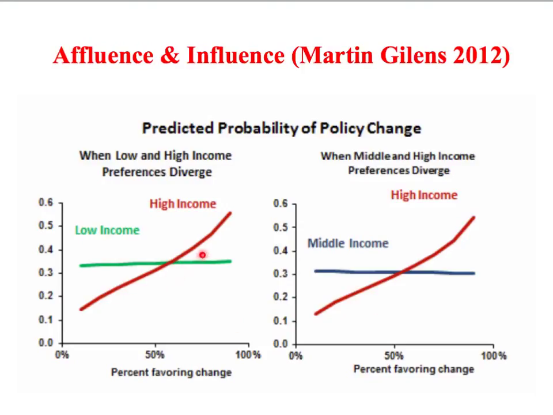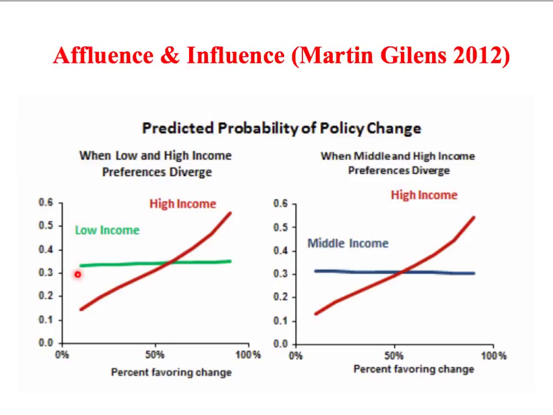So the red line that you can see on both of these graphs represents high-income Americans. And in this study, they're defined as the top 10% of income earners. And we can see that there's a strong correlation here: as more rich Americans favour a policy change, there is a much greater likelihood that that policy will be adopted by the government.